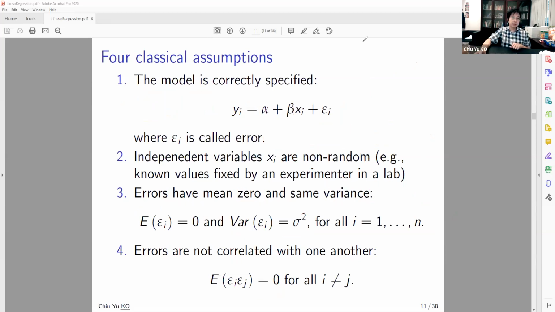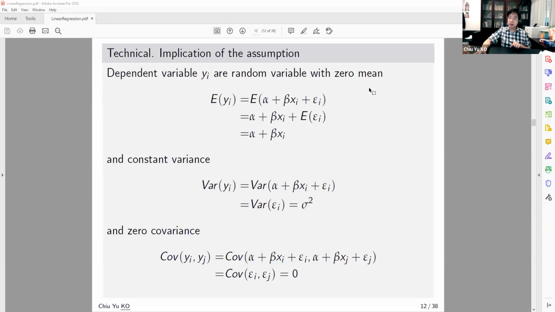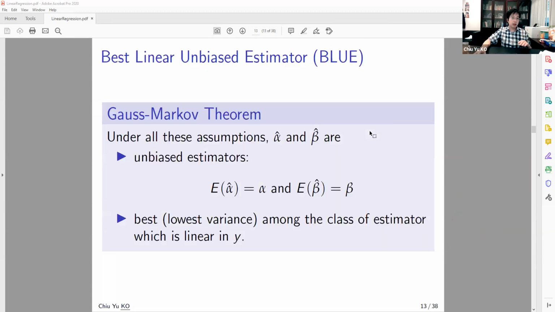So here comes an important theorem that we don't prove at all. If you study advanced econometrics, then they will prove it in one class. But here we don't prove it. We just say it.